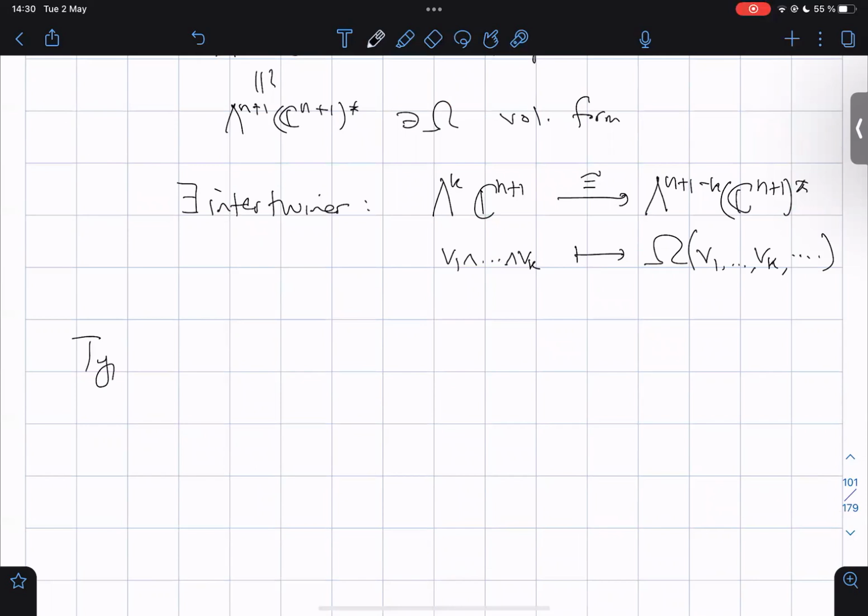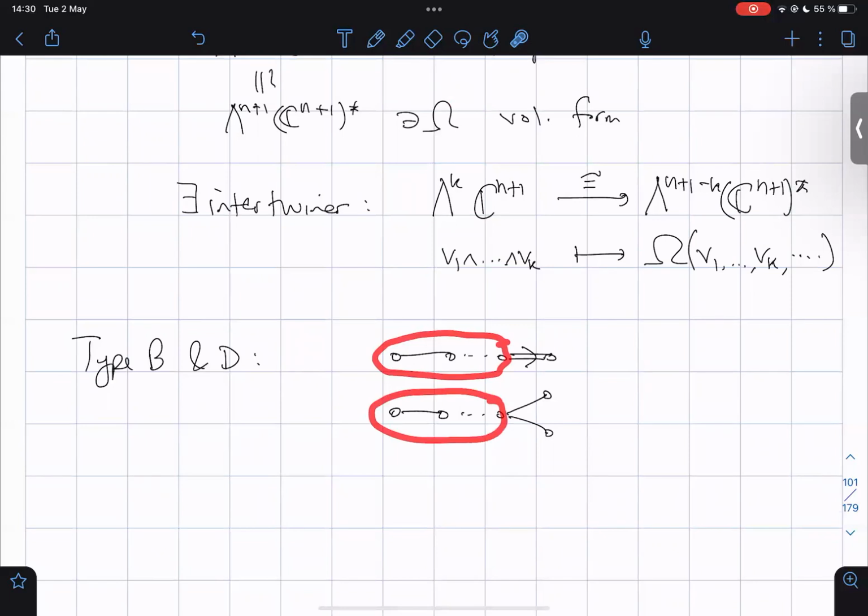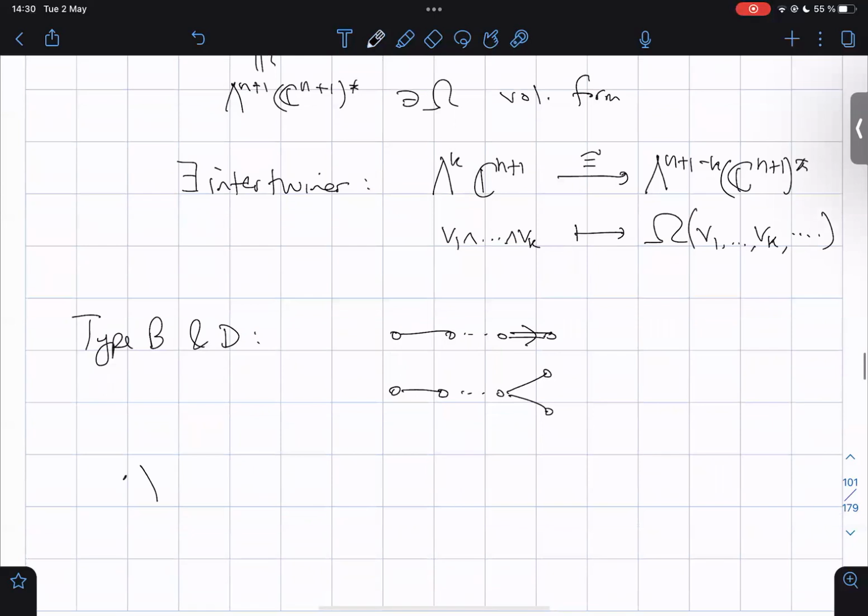Type B and D starts to get a bit trickier. Here are the Dynkin diagrams. Now you might suspect that there's a large type A subdiagram over here, so is the construction of the irreps related, at least for those ones? And then some funny business happens for these last couple of nodes. It turns out that some things are similar for the first ones.